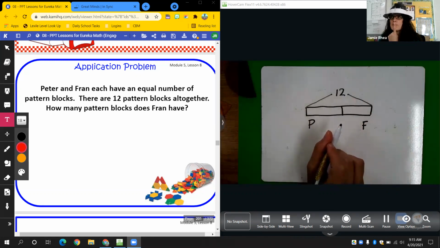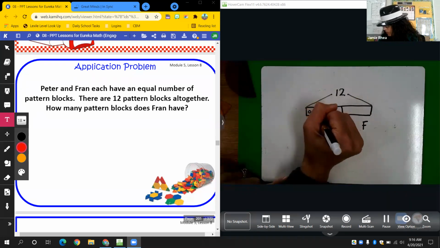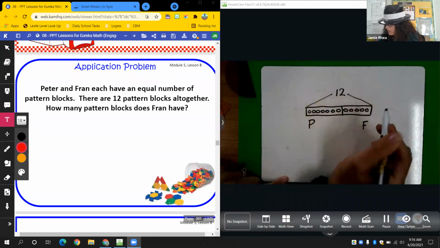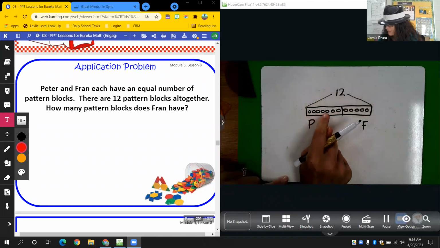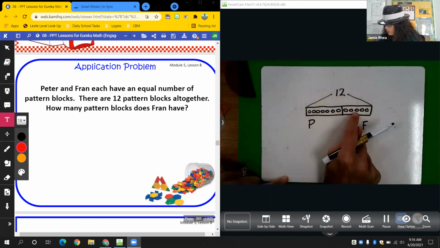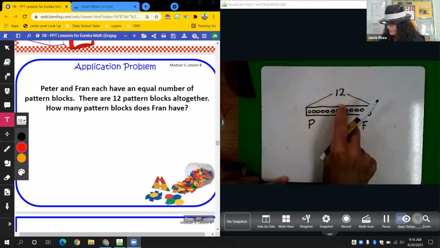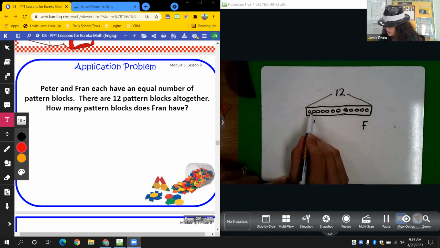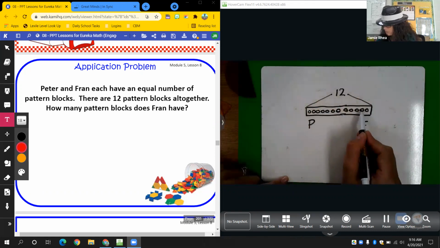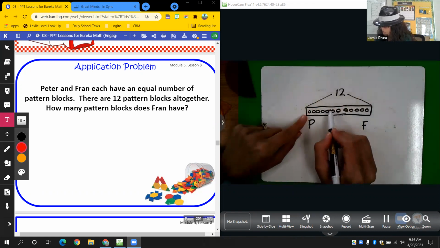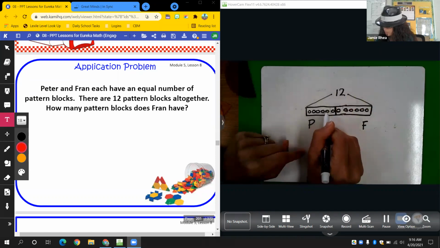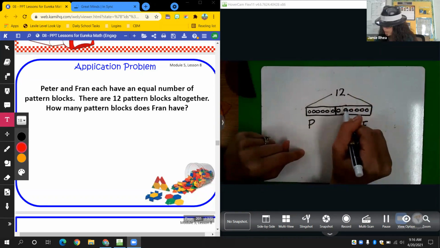Let's think about that. Let's draw out 12. 1, 2, 3, 4, 5, 6, 7, 8, 9, 10, 11, 12. Okay, so 1, 2, 3, 4, 5, 6, 7. 1, 2, 3, 4, 5. That's not right. That's not an equal amount. So where could I put my equal amount? 1, 2, 3, 4, 5. 1, 2, 3, 4, 5. Still have 2 here, so I got to separate them right here. So they're each going to have 6. 1, 2, 3, 4, 5, 6. 1, 2, 3, 4, 5, 6.